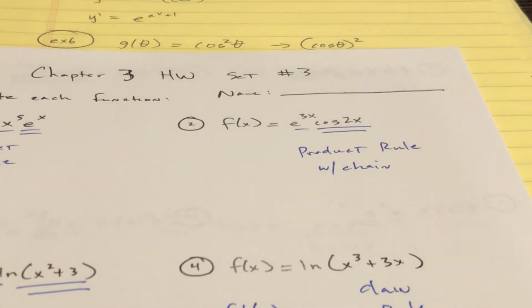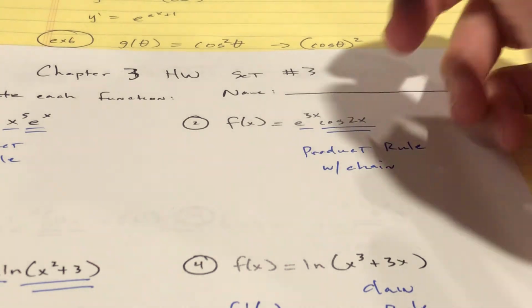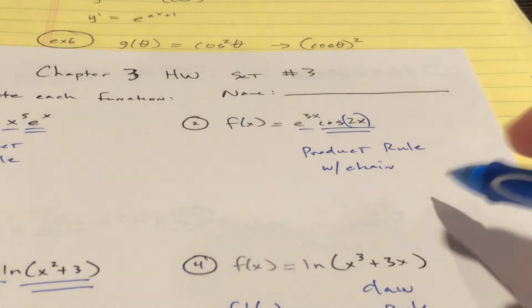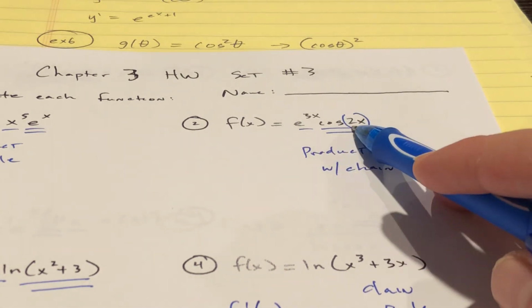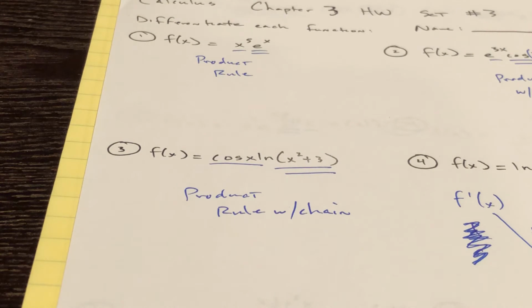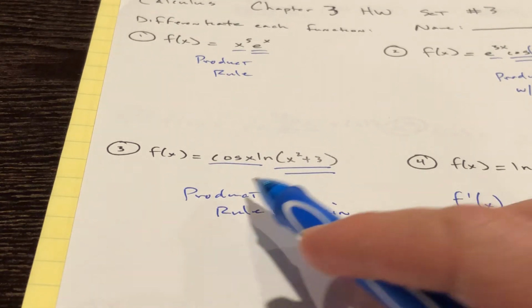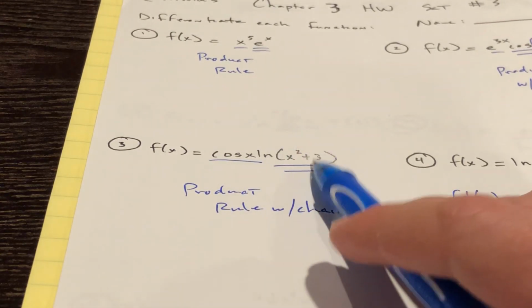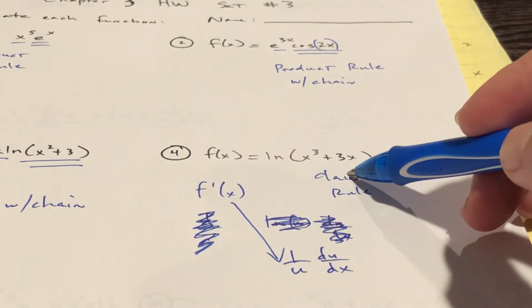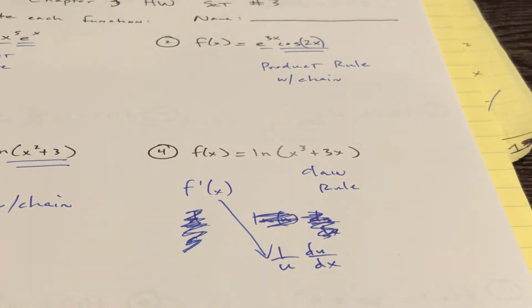Here you have the product with the chain. So when you take the derivative of the second, that's cosine u, so it'd be negative sine u times du dx. Here you've got the product rule with the chain. Derivative of the first times the second plus the first times the derivative of the second. There's the chain rule. Sorry, the derivative of natural log of u is 1 over u times du dx.